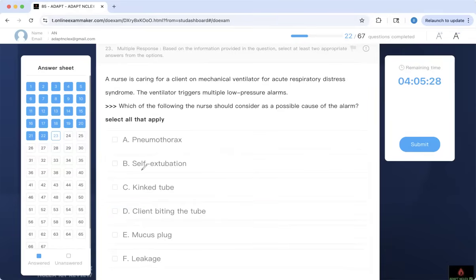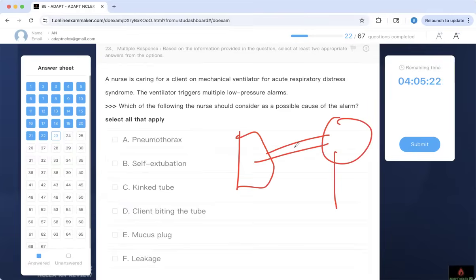The ventilator is a closed system. This is the ventilator. This is the patient. They are connected to each other. If there's a leak, air leaks out, you have low pressure. If there's a blockage, there is no air going in, so pressure increases. Therefore, anything that looks like a blockage is going to give you high pressure. If it looks like a leak, you're going to get a low pressure.